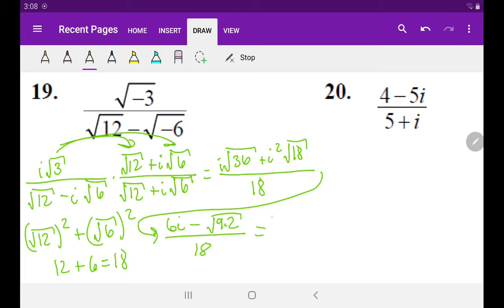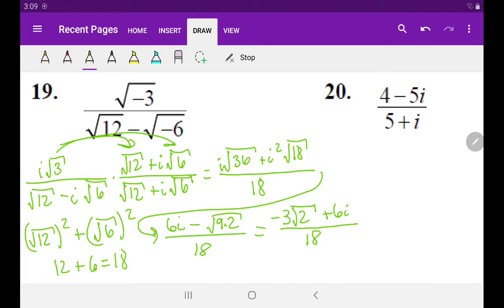So we've got the negative out in front. The square root of 9 is 3, so we can pull that out. And the 2 on the inside, we can't do anything with that, so we'll leave that inside our square root. And then we have this plus 6i. So what I did was I simplified it and reordered it all in one step. And then this is all divisible by 18.